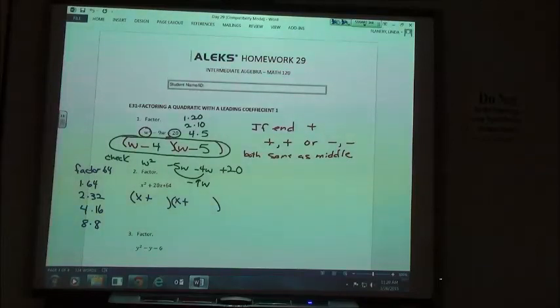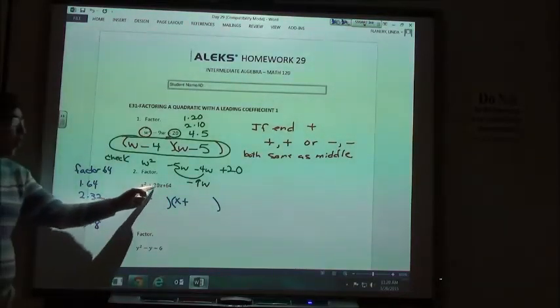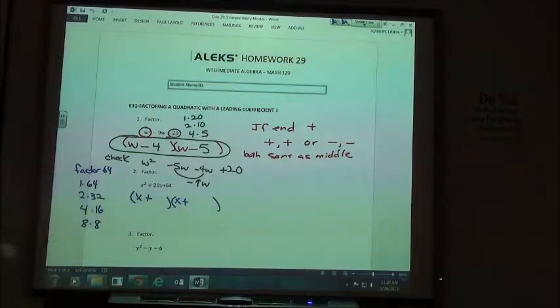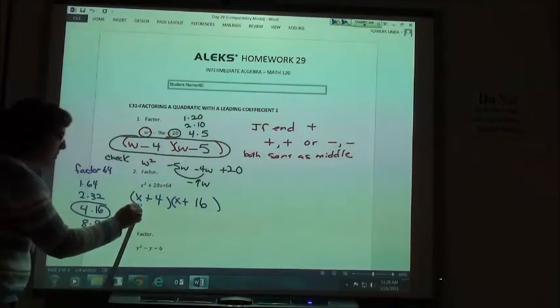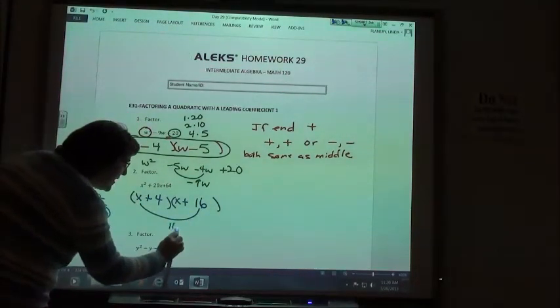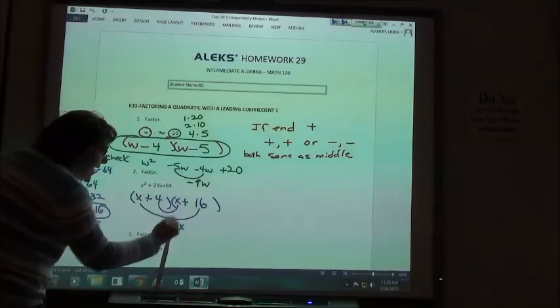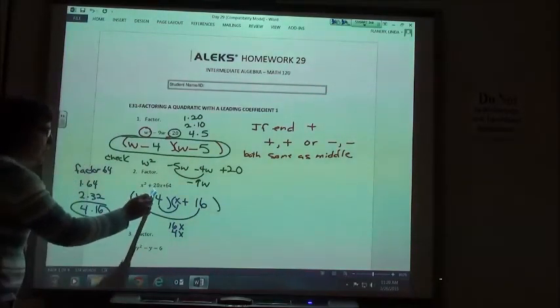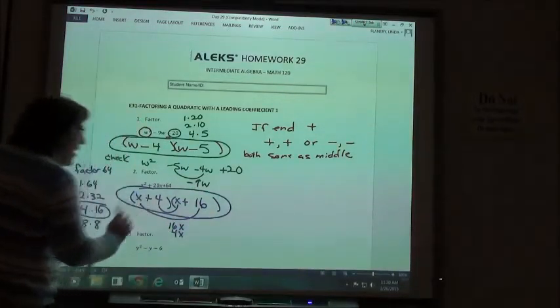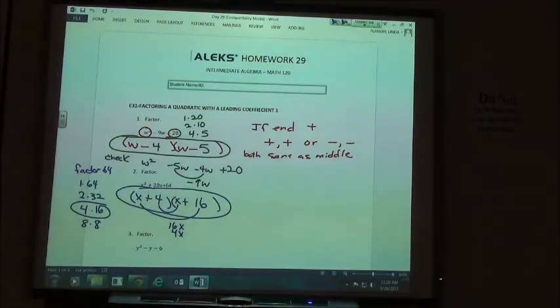I'm looking for the pair of factors that's going to give me 20 in the middle. So the pair of factors here that would give me 20: 4 and 16. If I check, my outside product would be 16x, my inside product is 4x, and those add up to the 20x in the middle. So my answer is x plus 4 times x plus 16.